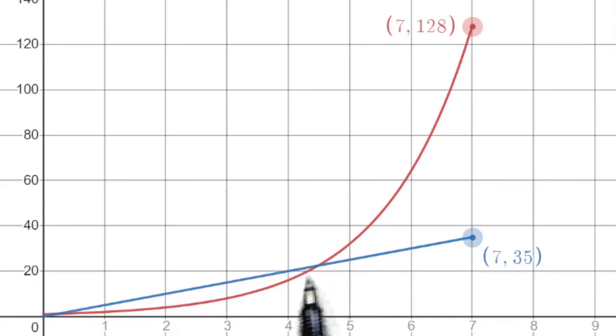And you can just imagine if we were to let this run for an hour, the amount of bubbles compared to the amount of bacteria would be such a difference that the number of bubbles would just be insignificant in comparison. And this is a property of exponential functions. Exponential functions grow much, much faster than linear functions given enough time. They will always overtake a linear function.